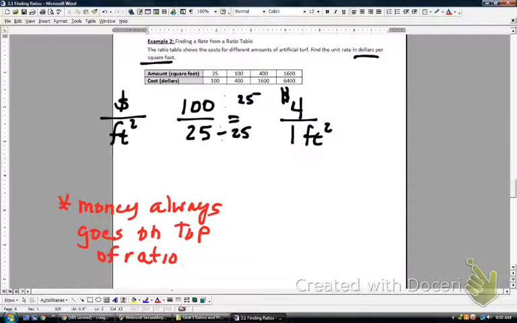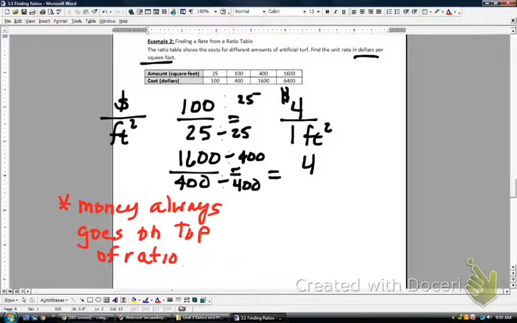All right, so I just happened to use the first numbers in the table, but what if somebody else used, say, 1,600 over 400? Would you get the same answer? You can divide the bottom by 400 and the top by 400. So you get $4 per square foot. So it doesn't matter which one you use in the table.